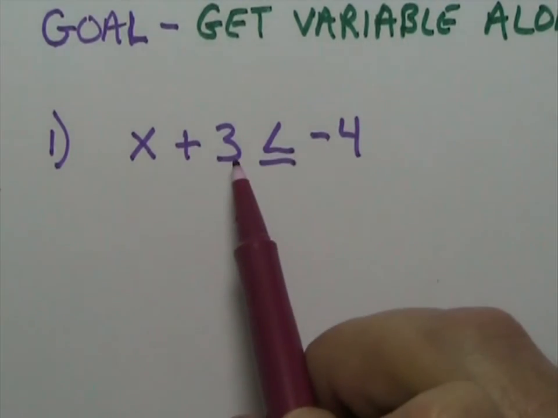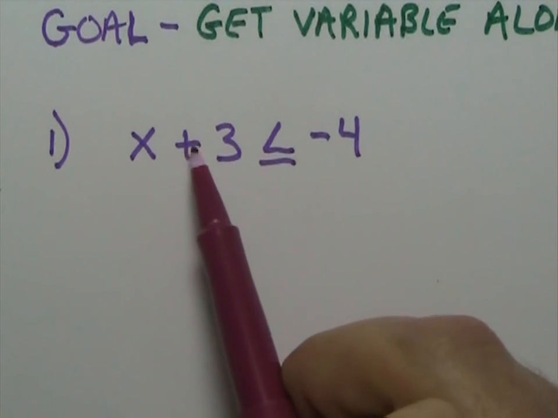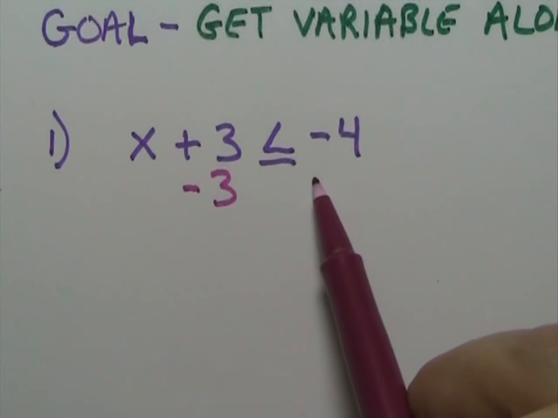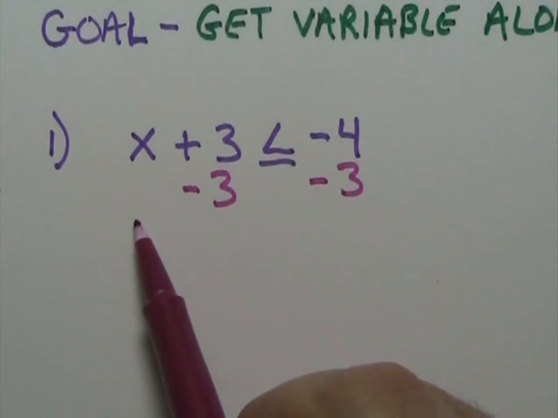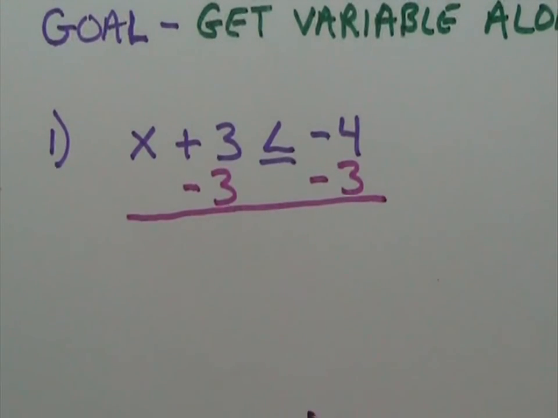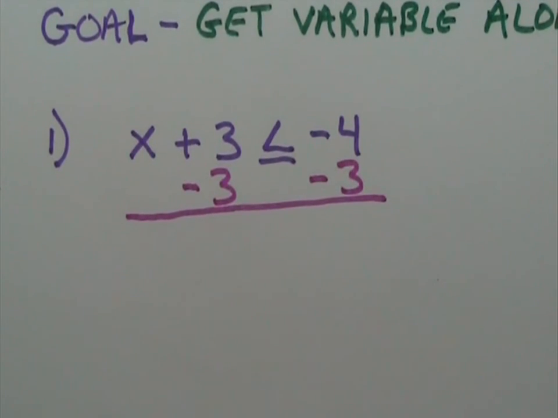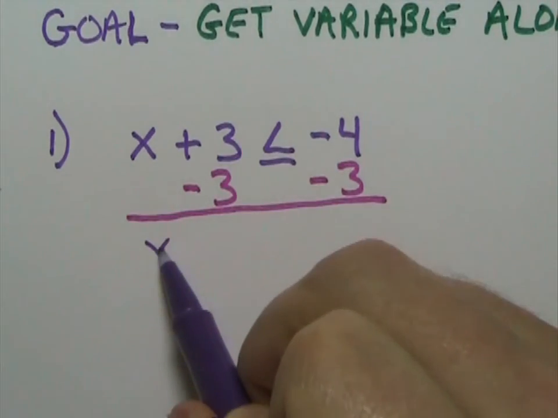If you remember, we have to use inverse operations. If it's plus 3, then we'll have to subtract 3. And we'll have to do that to both sides. Make sure you draw that line underneath. So that's going to leave us with x.